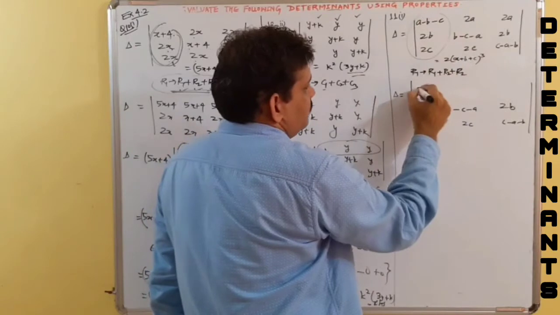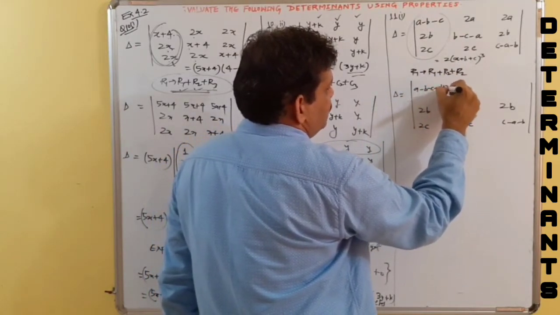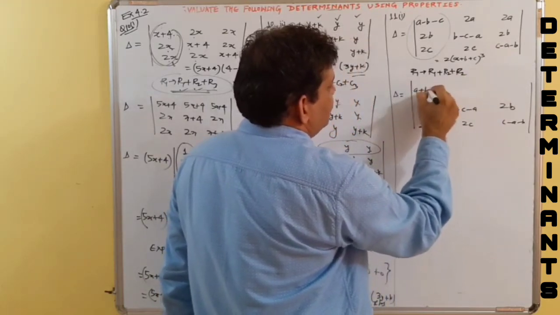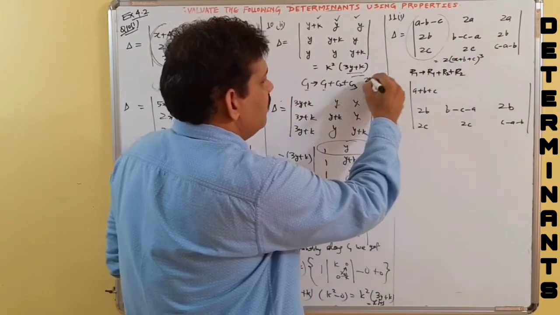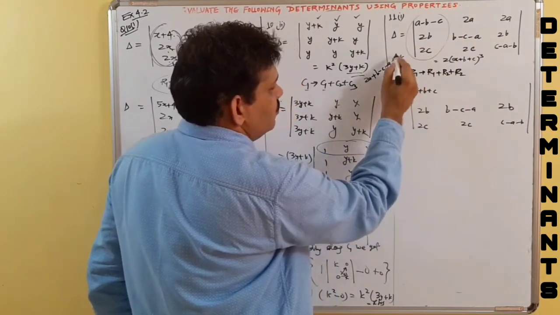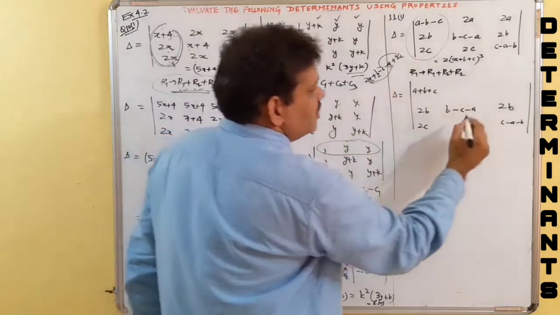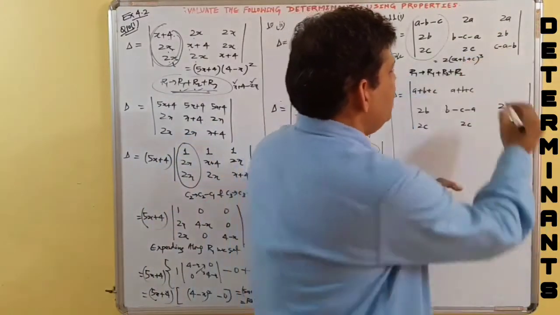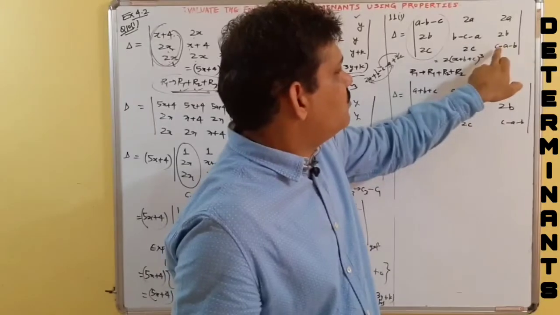Let's add these. So a minus b minus c plus 2b plus 2c. So here I am writing simply a plus b plus c. 2a, see, 2a plus b minus c minus a plus 2c. So 2c minus c is 1c, 2a minus a is 1a plus b. So this also gives me a plus b plus c. Similarly, if you add this, 2a minus a is 1a, 2b minus b is 1b and c.